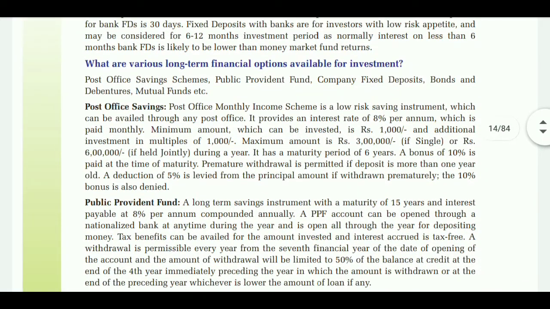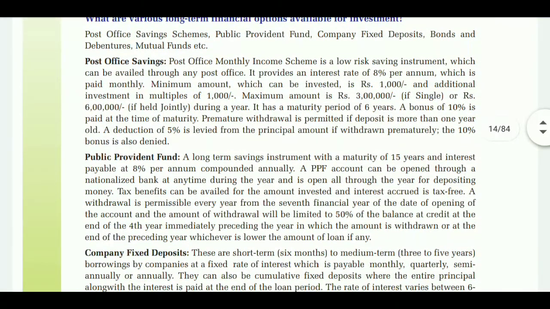What are various long term financial options available for investment? Post office savings schemes, public provident fund, company fixed deposit, bonds and debentures, mutual fund, etc. Post office savings. Post office monthly income scheme is a low risk saving instrument which can be availed through any post office. It provides an interest rate of 8% per annum, which is paid monthly.